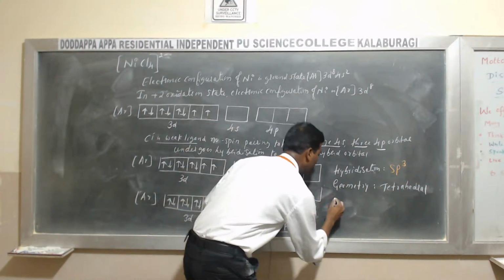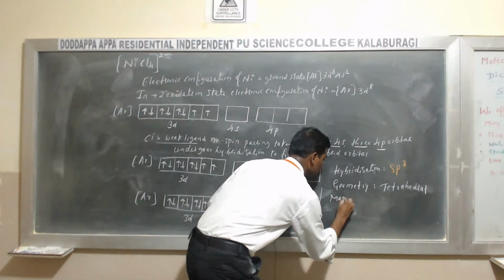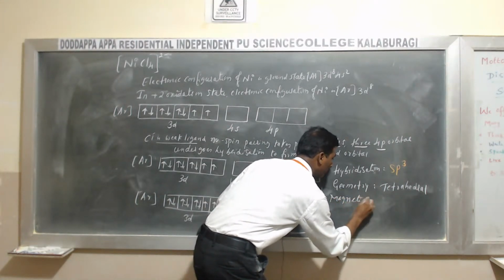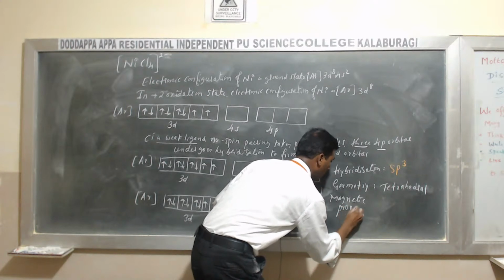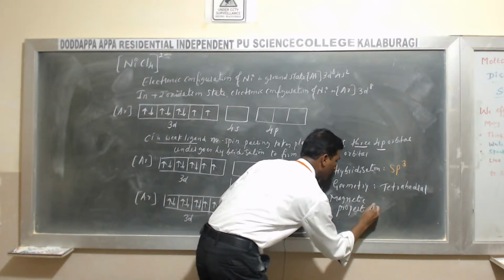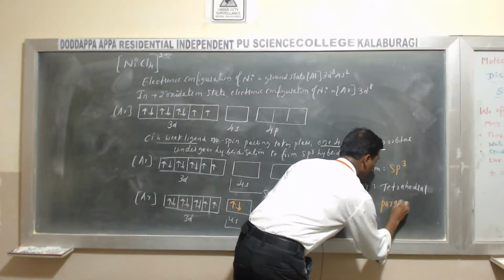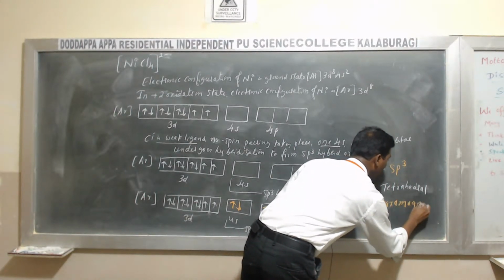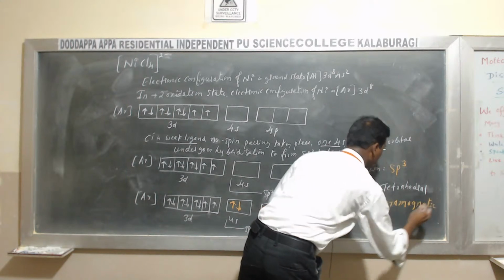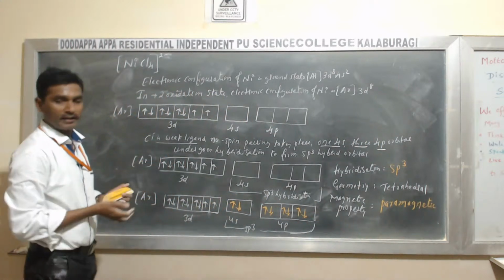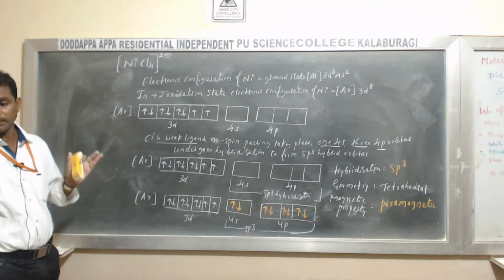What is the magnetic property? The magnetic property is paramagnetic. So this is paramagnetic. This is a very important question.